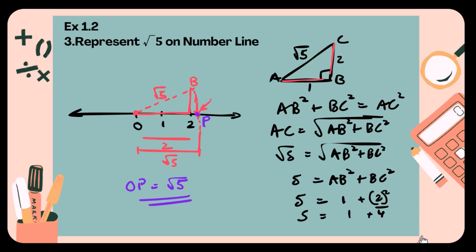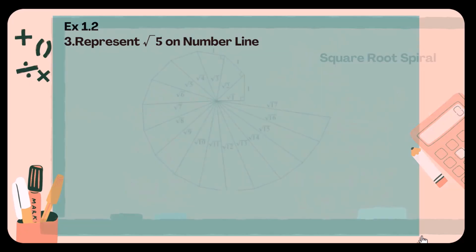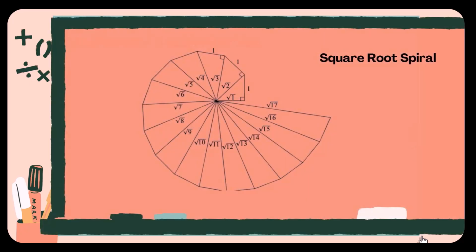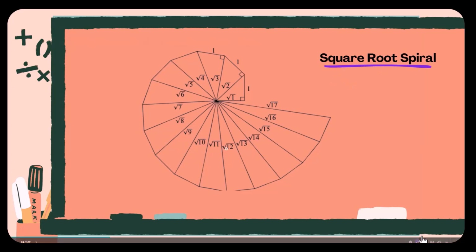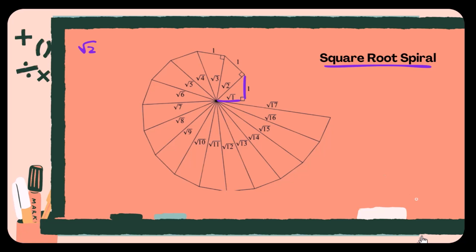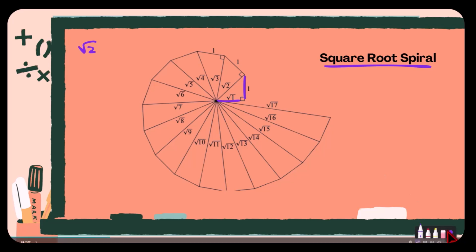So let's see. We have something called a square root spiral. This is a trick I want to discuss with you guys, okay? Suppose I want to mark root 2, okay? What should be my height and base of the right angle triangle? So if you look, 1 square plus 1 square is how much? 2. So root 2 is how much? I need 1 centimeter base and 1 centimeter height. Very simple, correct? I can get root 2.